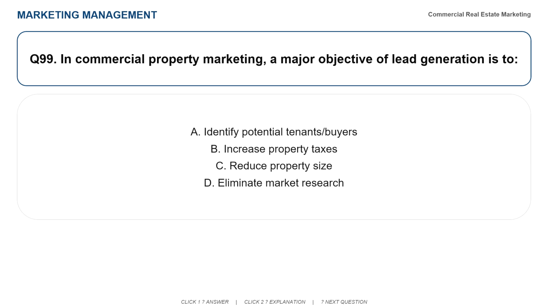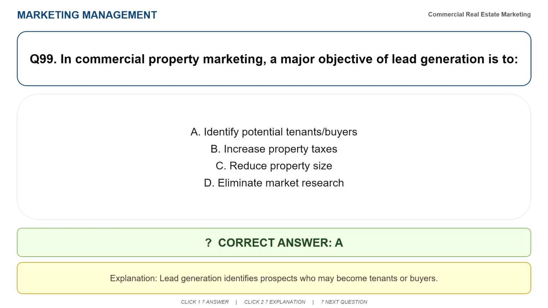Question 99. In commercial property marketing, a major objective of lead generation is to: Option A, identify potential tenants/buyers. Option B, increase property taxes. Option C, reduce property size. Option D, eliminate market research. The correct answer is A. Explanation. Lead generation identifies prospects who may become tenants or buyers.